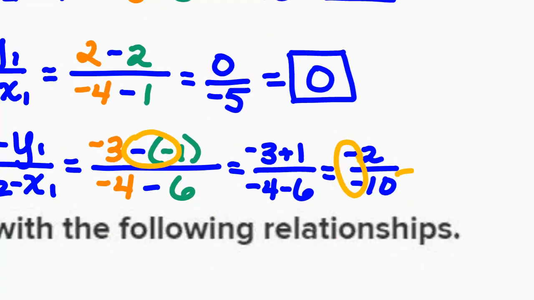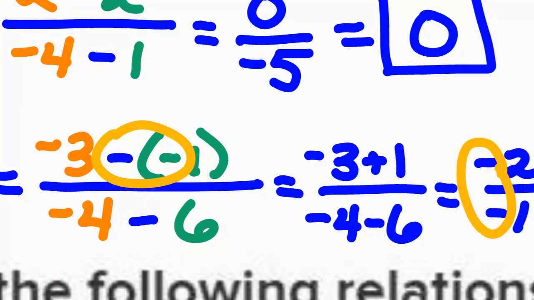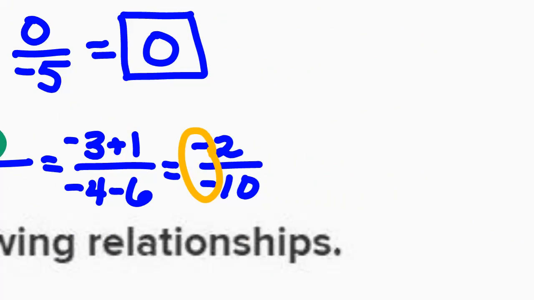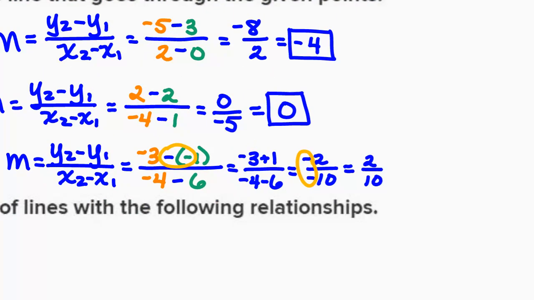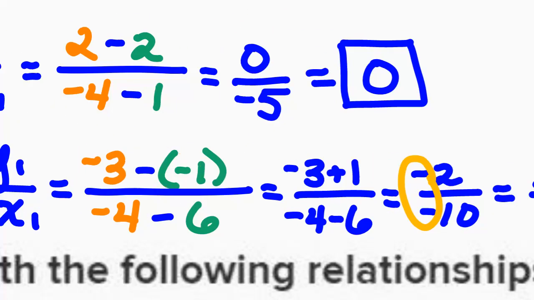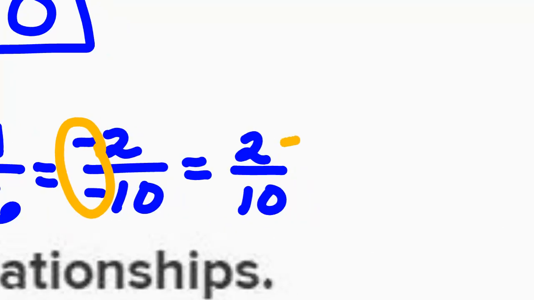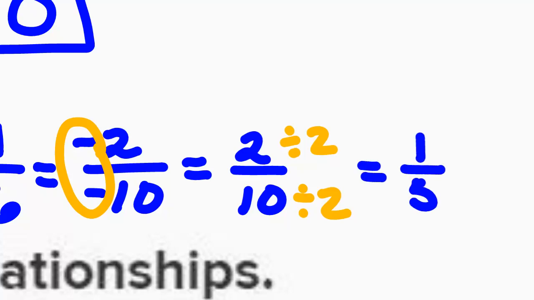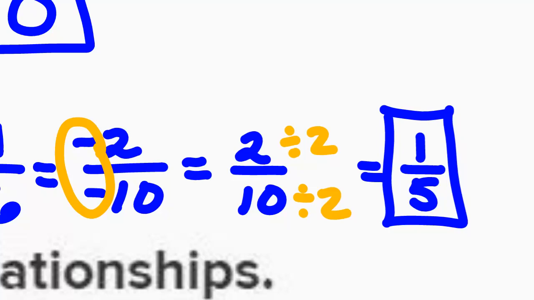What happens when I have a negative divided by a negative? Turns into a positive. So this becomes 2 over 10. And can that reduce at all? Is there anything that goes into both of them? Yep. 2 goes into both of them, so my final fully simplified answer would be 1/5.